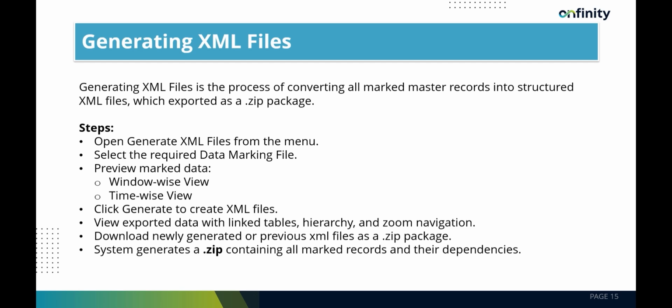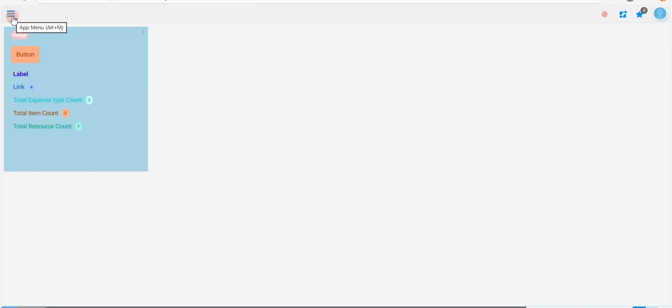So now I will give you an overview of this process on the live system. Now let's move to the Onfinity system. Here I will explain and demonstrate how to generate XML files from the system screen. We will also see how the exported data is displayed in detail, so you can understand exactly what has been captured and included in the export package.